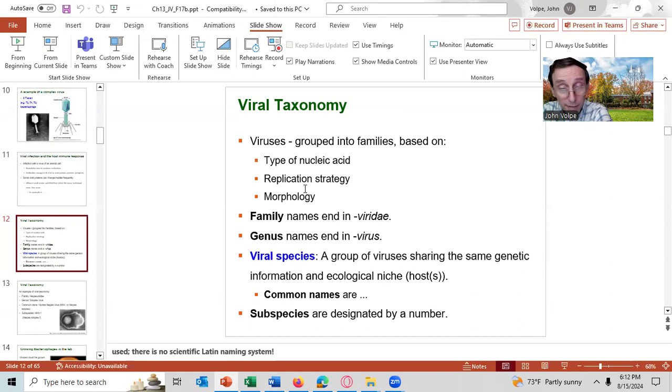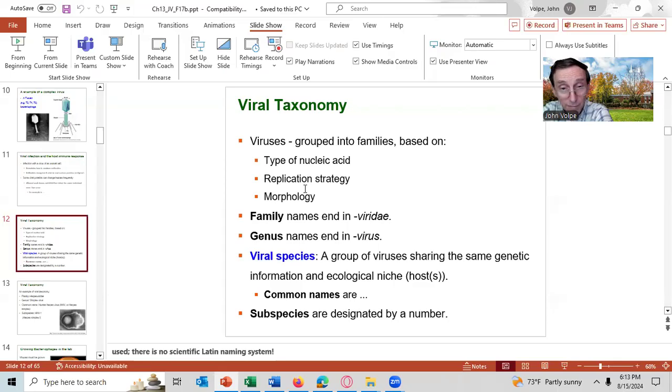So like the herpes family of viruses, its name is herpesviridae. And then there will be a genus underneath the family, and the genus name will always end in virus. And so for the herpes virus, we would call it the herpes genus, and we call that the herpesvirus. And then there will be a viral species underneath the genus, and that would be a group of viruses sharing the same genetic information and ecological niche, meaning they share the same host. And that will be the viral species.